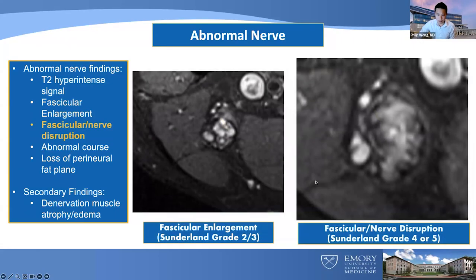And then with grade 4 or even 5 nerve injuries, you can see that you lose the architecture of the fascicles. They're disrupted. They're not these normal rounded, circular structures. And even out here, you can see that the epineurium might be disrupted right around here. So this is an example of higher grade, maybe 4 or 5, nerve injuries with nerve disruption.